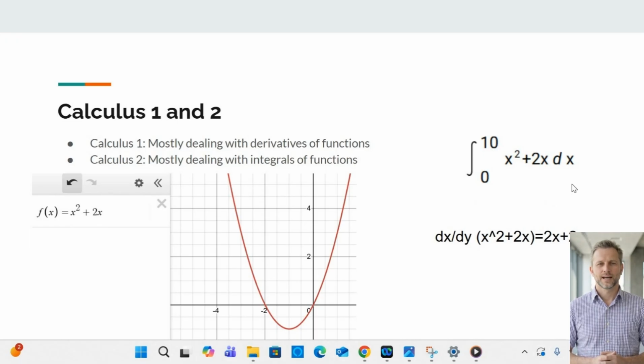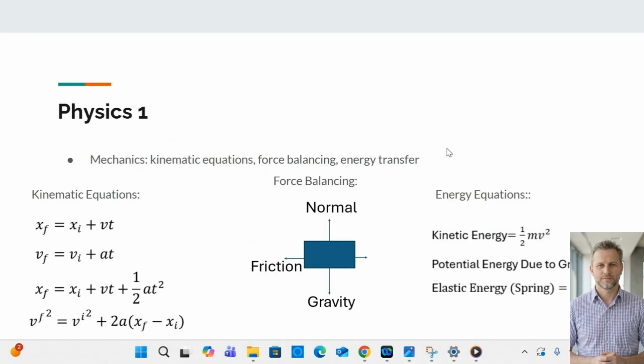Regarding integrals, it's the opposite of derivatives. You'd have this kind of symbol right here, where you're going from 0 to 10, what's the area under the curve of x squared plus 2x. And then it's a lot more complicated because instead of just lowering the exponents of each of these expressions, you have to, in a lot of cases, do some more fancy things. But yeah, calculus 1 is the easier one.